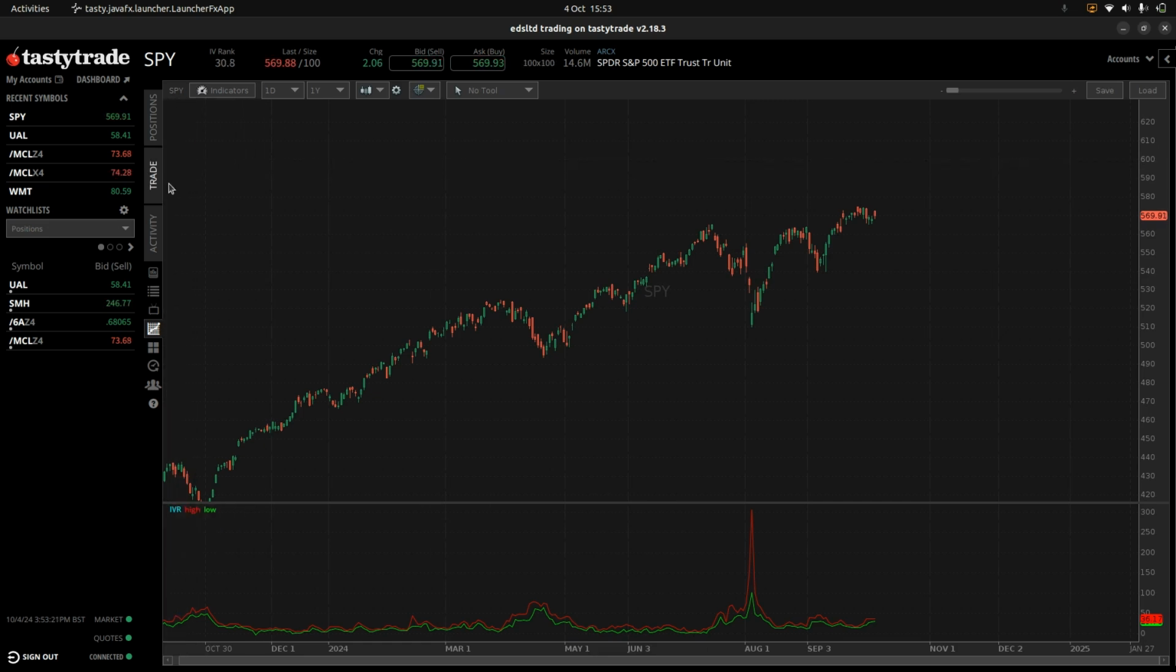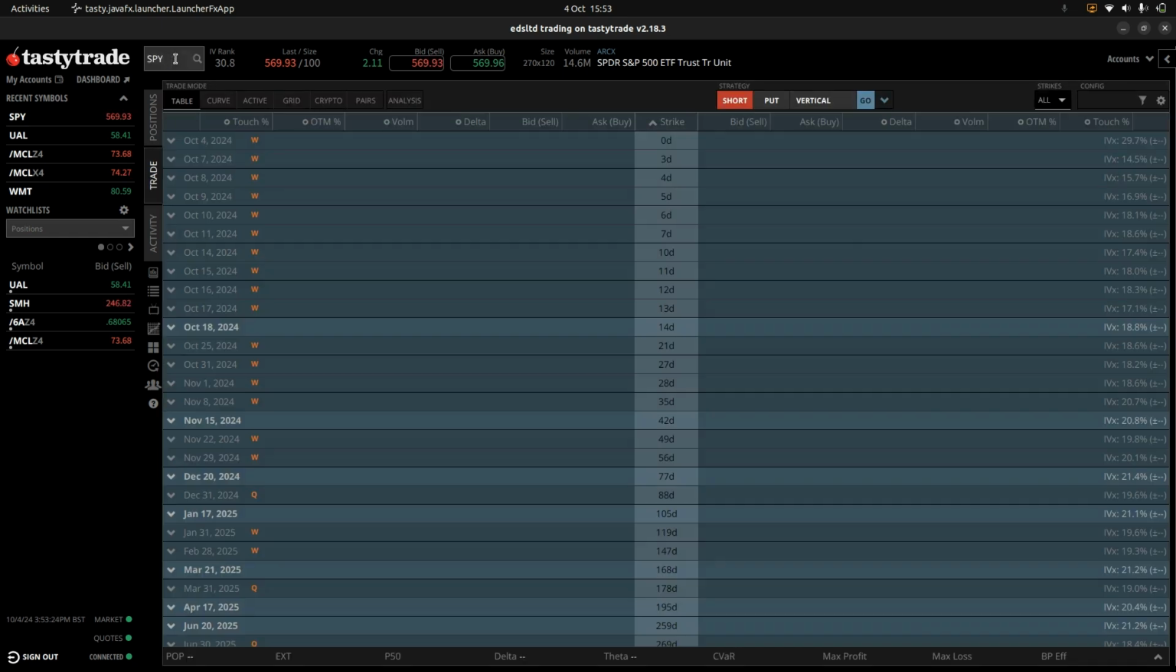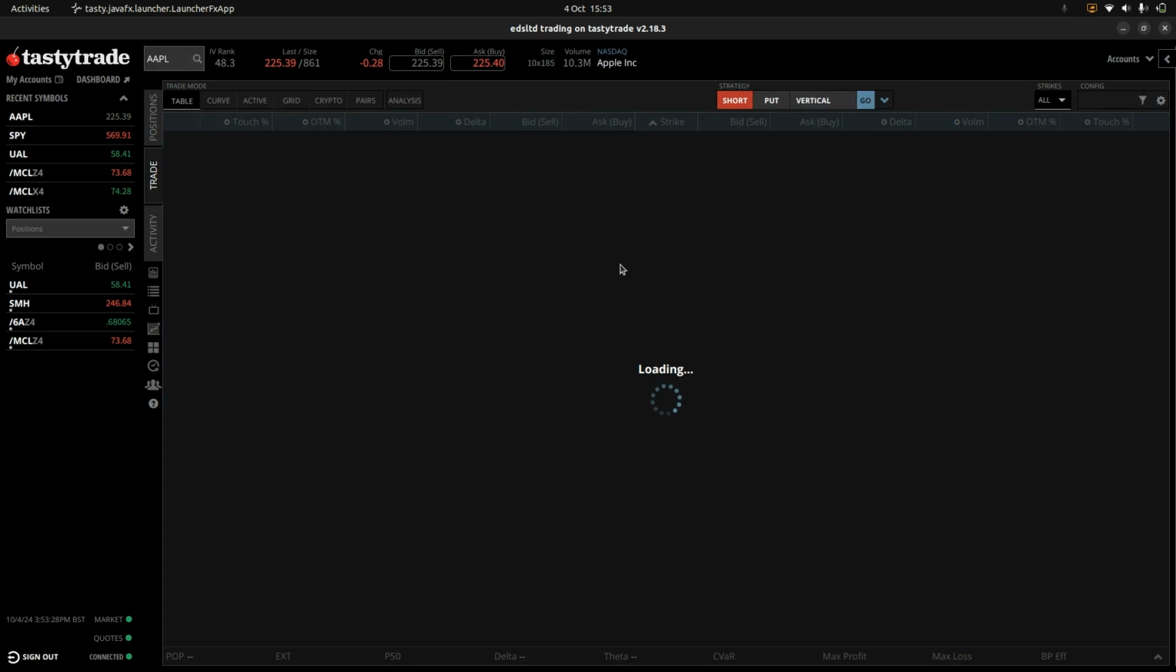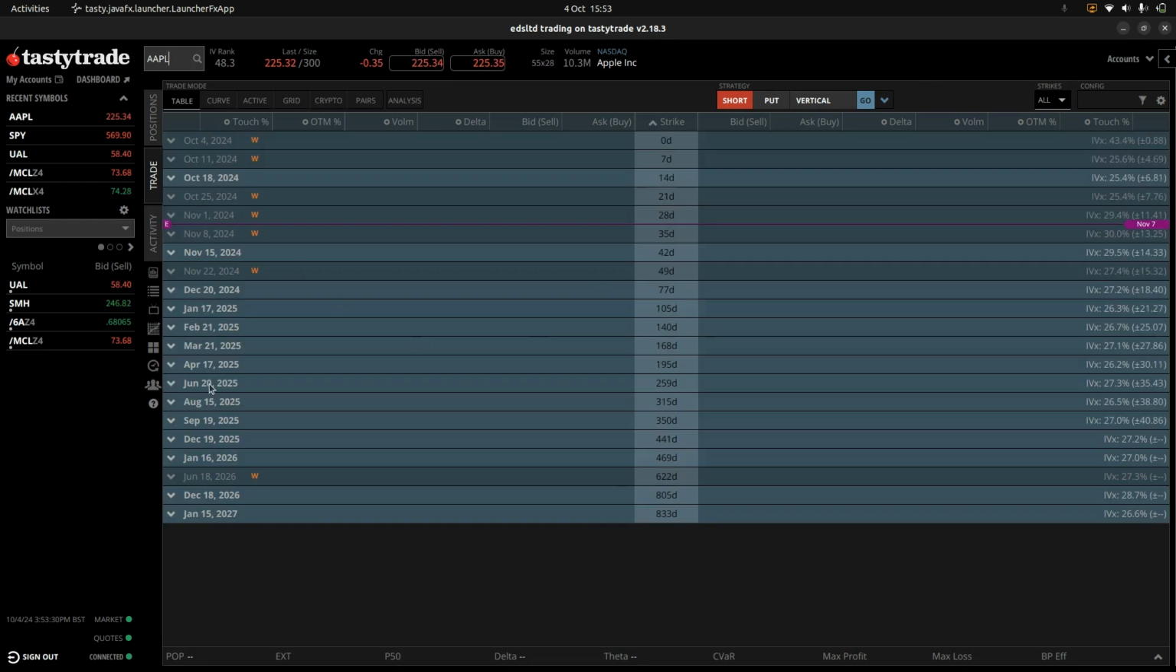We can do that by coming over to the trade tab here, and we can just pull up any underlying. Let's just go with Apple. We just want to see a list of expirations basically. And there's two types of expirations that we can currently see here. We've got weeklies with the orange W, and then everything else is a monthly expiration.